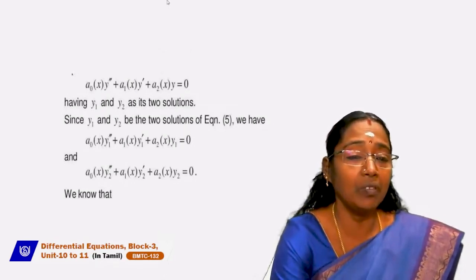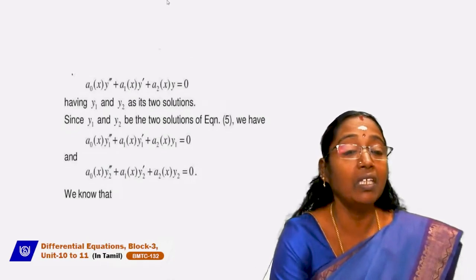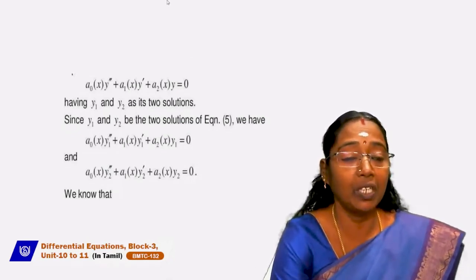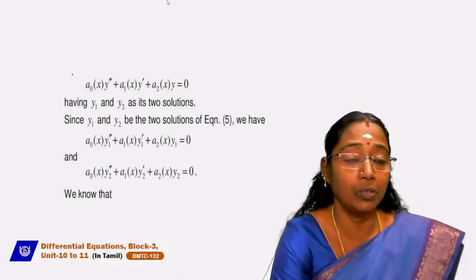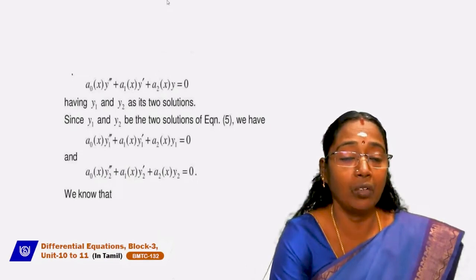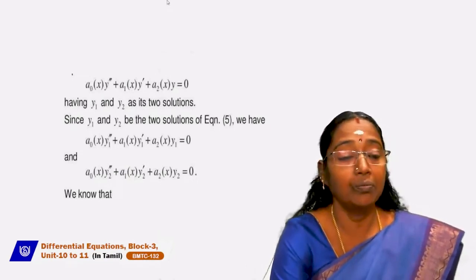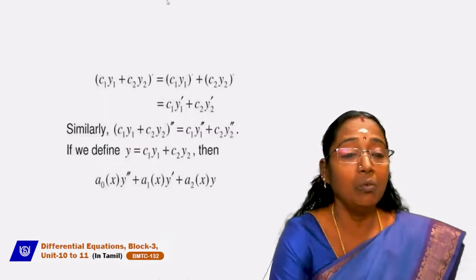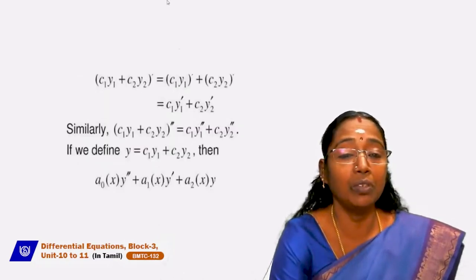Similarly, the same given differential equation is satisfied by the function y2. That is why we have written a naught of x y2 double dash plus a1 of x y2 dash plus a2 of x y2 equal to 0. And we know that (c1 y1 plus c2 y2) the whole dash is equal to (c1 y1) the whole dash plus (c2 y2) the whole dash.